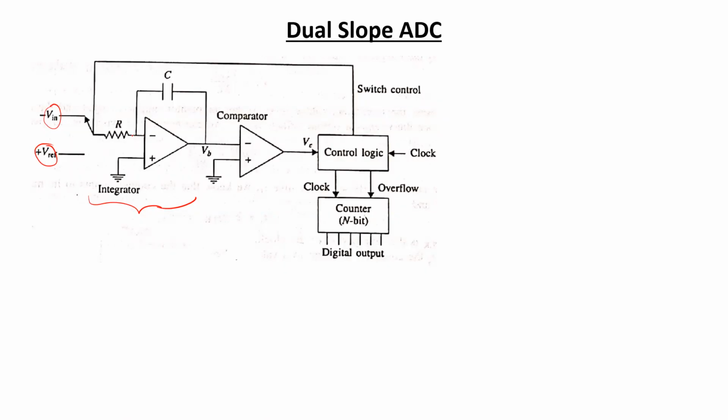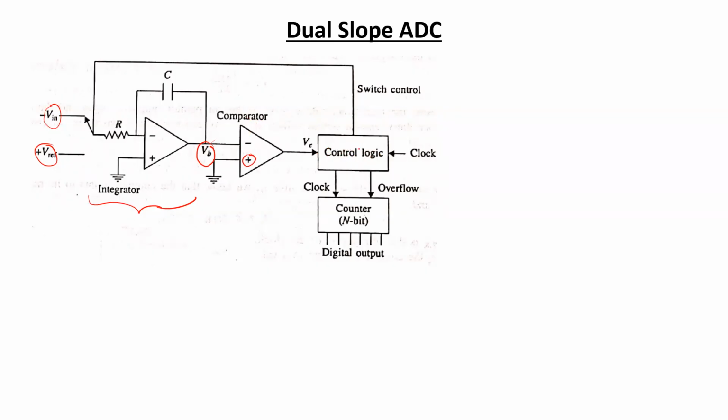Now whatever output is generated from the integrator is denoted over here as VB. So that output voltage of the integrator is going to be compared using a comparator, where the non-inverting terminal of the comparator is connected at zero potential. So the voltage is actually going to be compared with zero potential. So this comparator is in a sense going to work as a zero level detector. And based on the comparator output, there will be a control logic circuit here as well, which is going to govern the entire process.